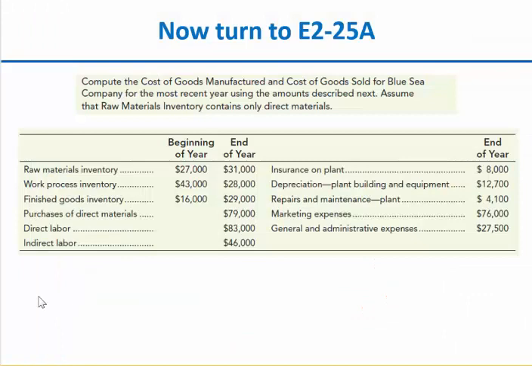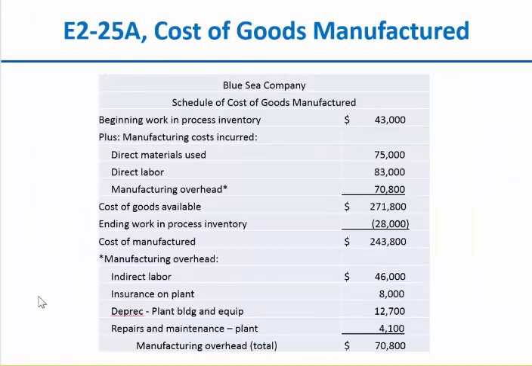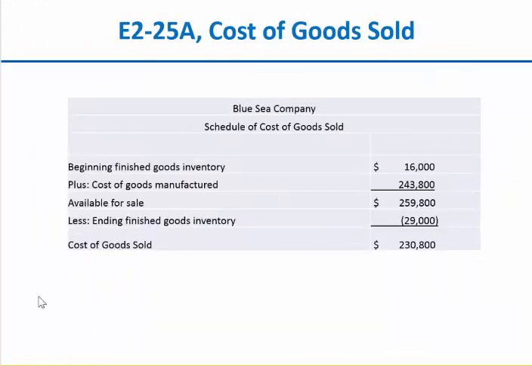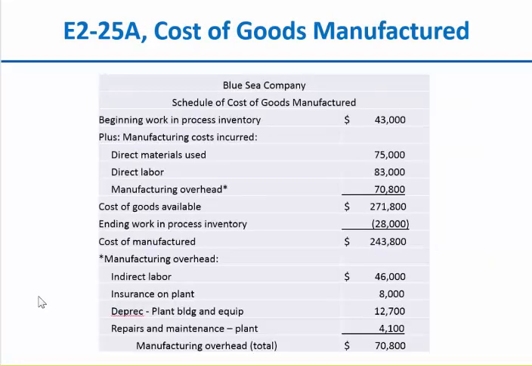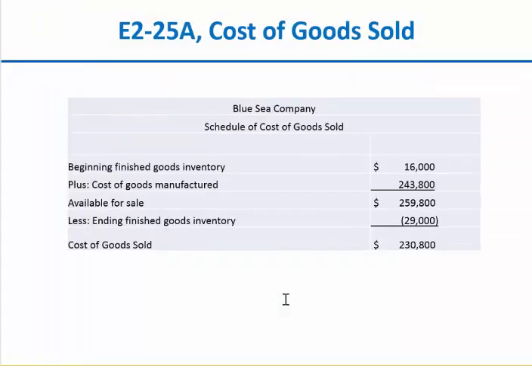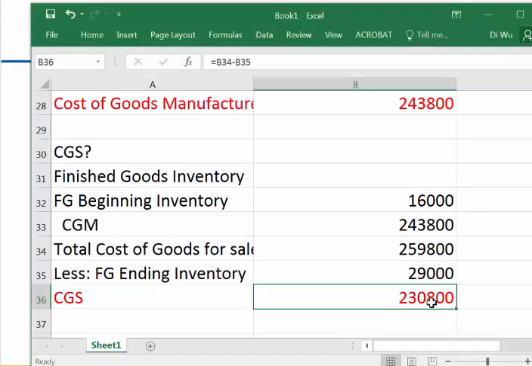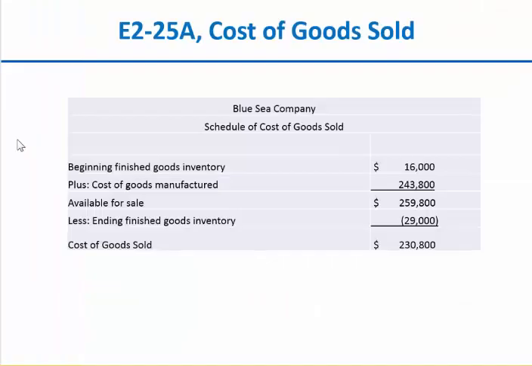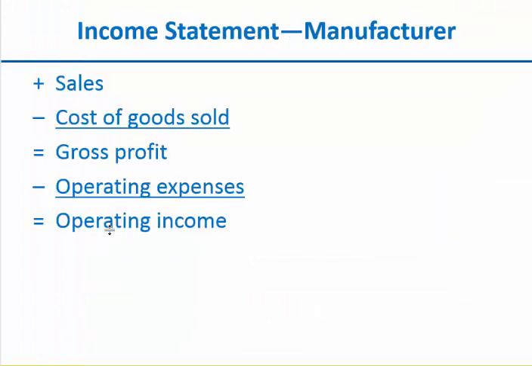Now you can review the following slides to check our work. We can see that we have found the CGM, which is 243,800. That's exactly the answer we have. And if you take a look at the CGS, we have 230,800. That's also the answer we have. So we have just finished this exercise.